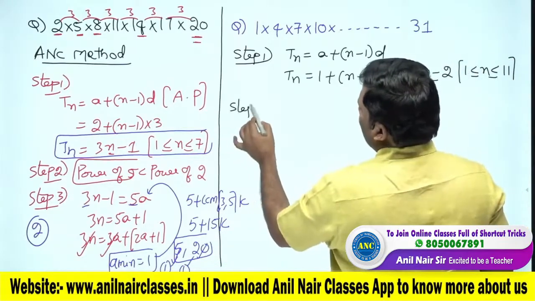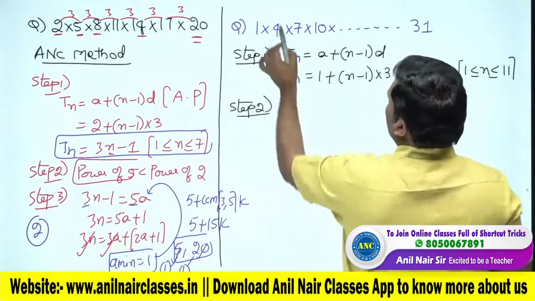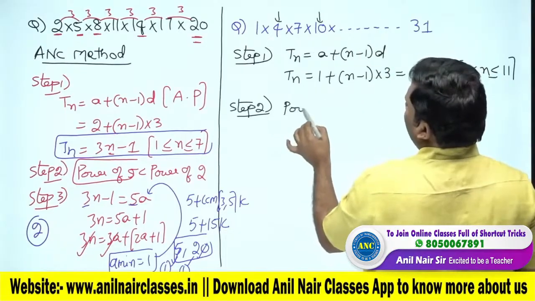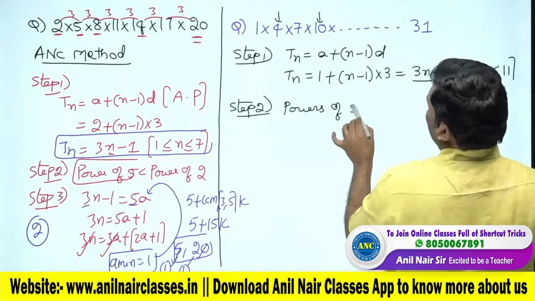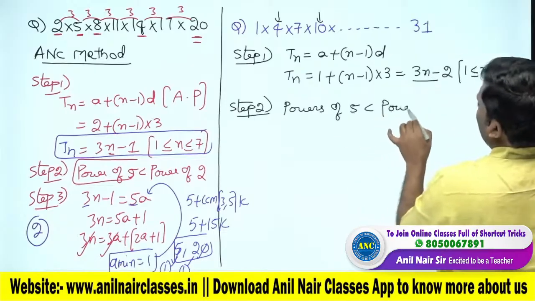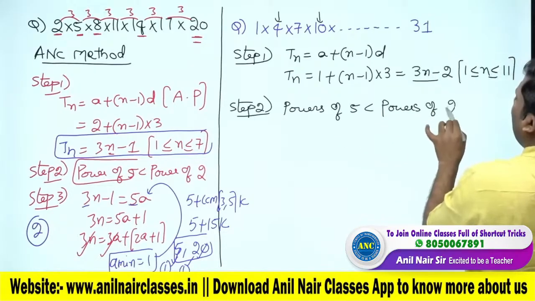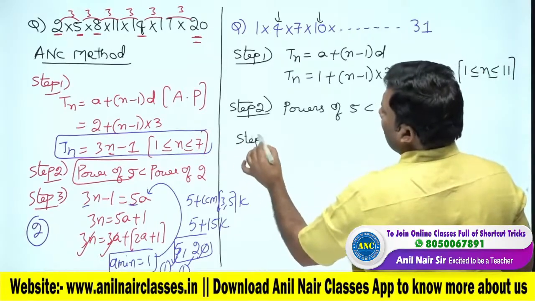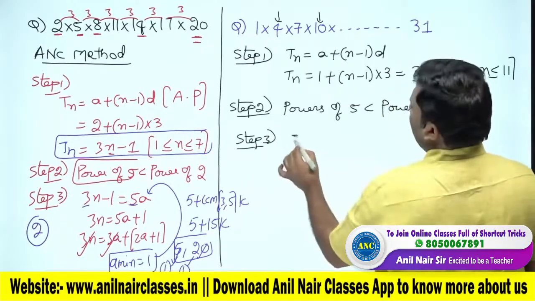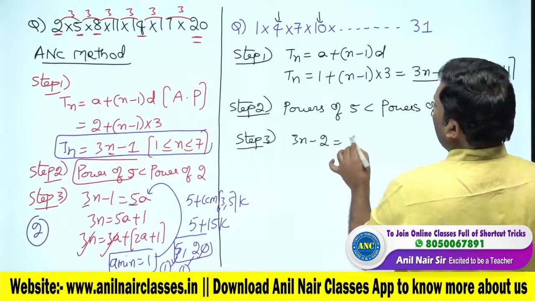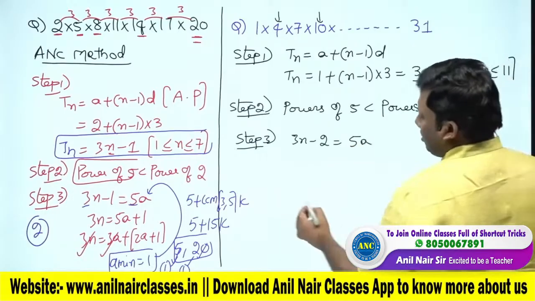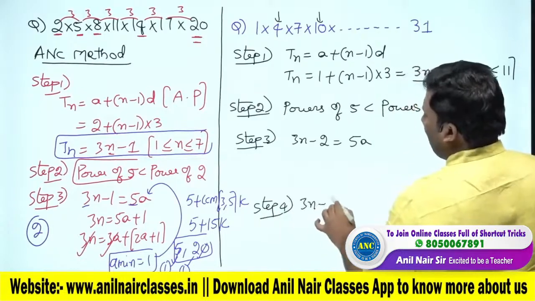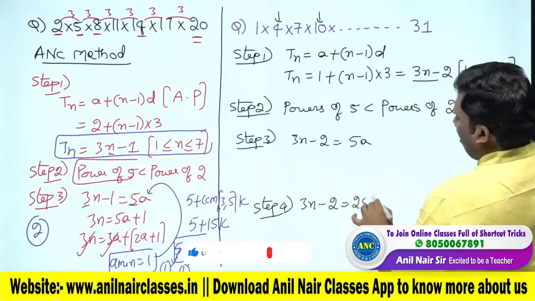Step number 2. If you observe closely, here are multiples of 2, and here multiples of 5. The powers of 5 are fewer than the powers of 2, so I will always concentrate on the multiples of 5. Step number 3. Listen carefully. 3n minus 2 can either be a multiple of 5. Step number 4. It can also be a multiple of 25. 25 is also a power of 5.